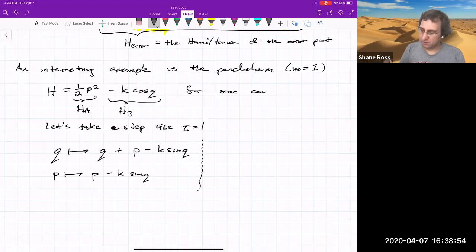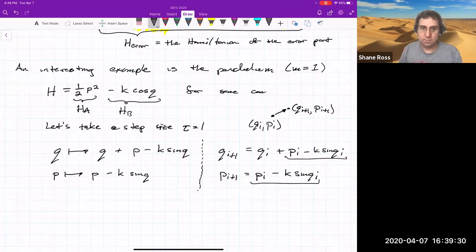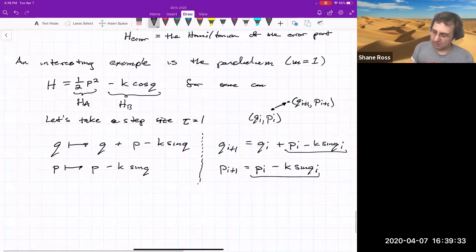Another way to write this would be in kind of a discrete form, right? I'm thinking of, you've got pairs of q_i, p_i, and here's this point, and then this takes you to some other point, q_{i+1}, p_{i+1}. Okay, what is q_{i+1} equals q_i plus p_i minus k sine q_i, and p_{i+1} equals p_i minus k sine q_i. You notice this is the same as this. So this is sometimes written in a different form.